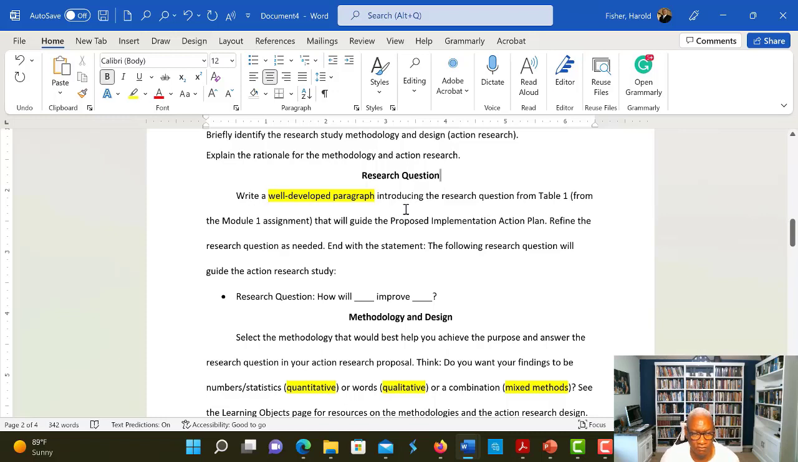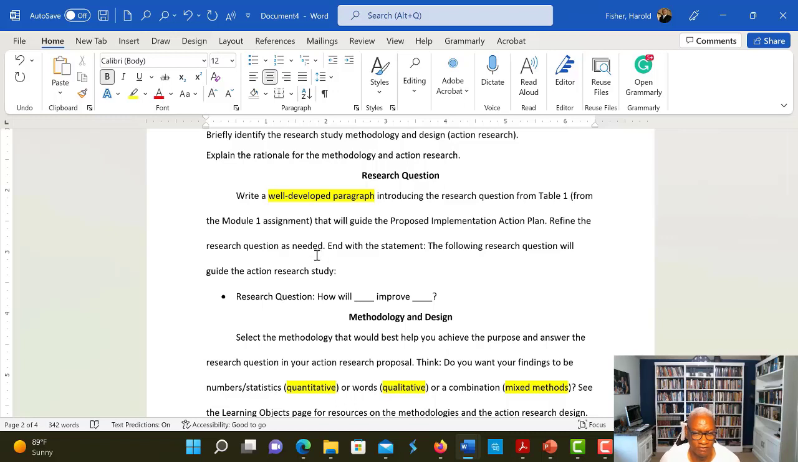Here, this is what they're looking for. A well-developed paragraph introducing the research question from Table 1, from Module 1. So go back and look at the Module 1 assignment. Refine the research question if necessary. Some of you have asked me, can I change it? Yes, you can, because that's what happens in research. When you start digging in the literature and you're not finding what you're looking for, but you're finding other little nuggets or better ideas, it actually changes your research. So you have to allow the literature to guide you.